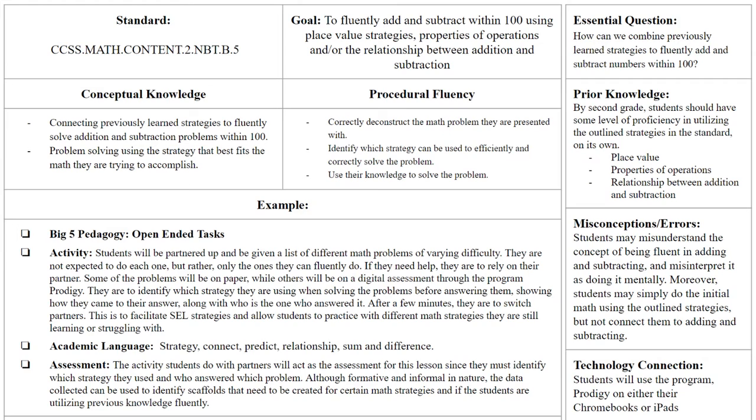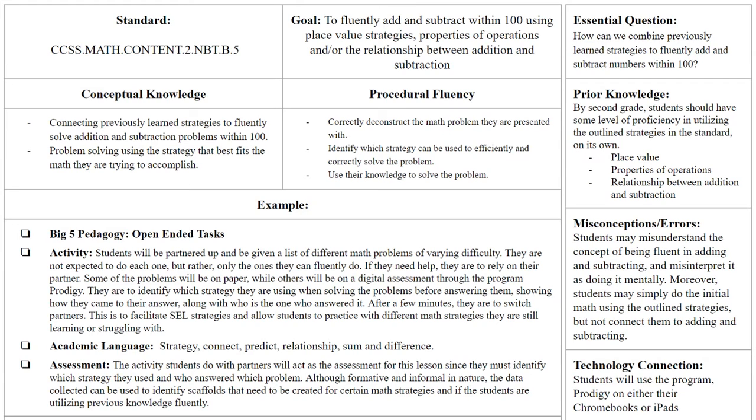An example of teaching this standard, as well as incorporating technology, is having students partner up and be given a list of different math problems of varying difficulty. Students will not be expected to do each problem, but they will be expected to rely on their partner for help. Some of the problems will be on paper, while others will be on a digital assessment through the program Prodigy. The students will have to identify which strategy they are using when solving the problems before answering them, showing how they came to their answer, along with identifying who answered it. After a few minutes, they are to switch partners.